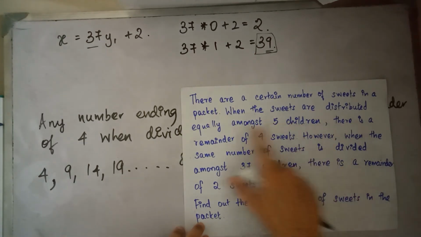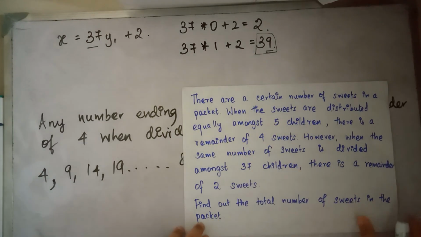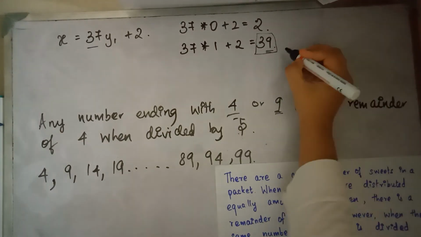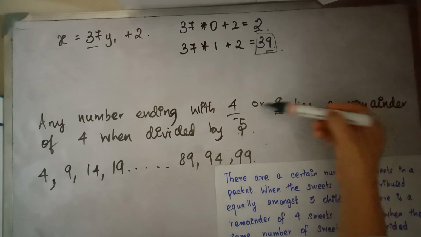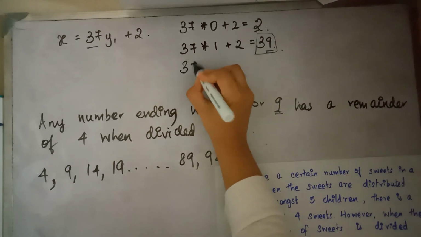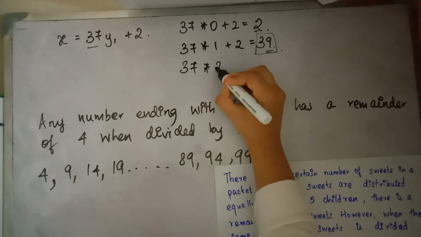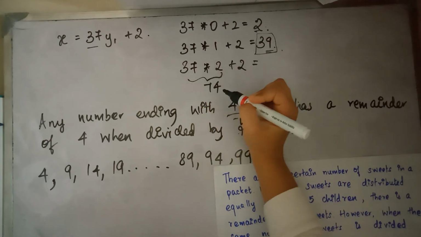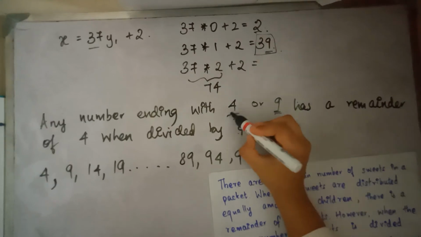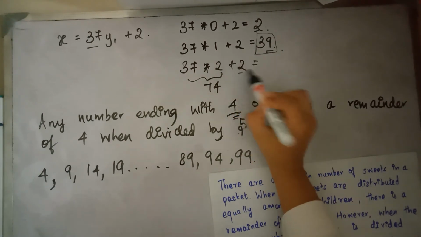What's the condition? When distributed amongst 5 children, there's a remainder of 4 sweets. So 37 is a possible number. 2 is not, because it does not end with 4 or 9. Let's look at the other options. 37 into 2 plus 2. This gives me 74. So it might satisfy, but there's a remainder of 2.